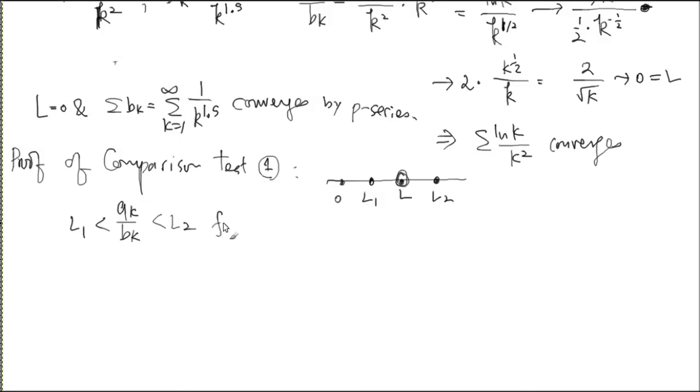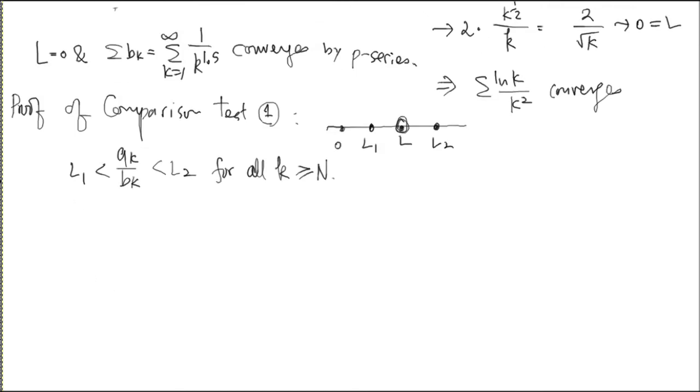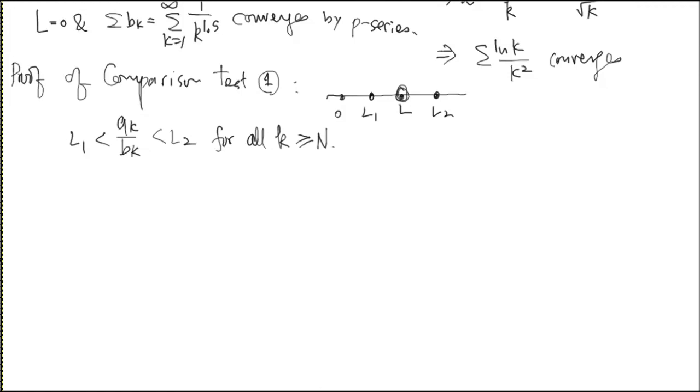For what kind of K? Not at the beginning, but at some point it's going to happen. So they write it like this: for all K greater than some number N, this inequality definitely happens. We don't have exact numbers or anything, but theoretically this must happen. So there are two inequalities, so we can use either one. That is L1 BK < AK < L2 BK.